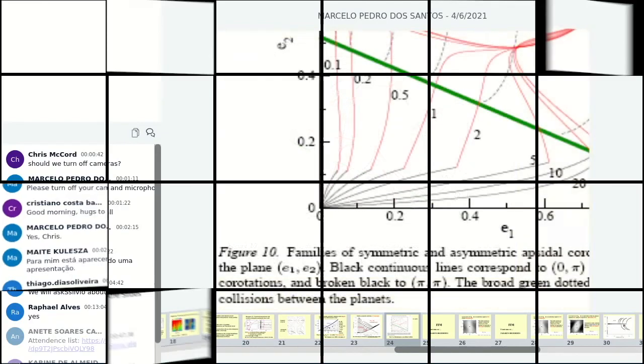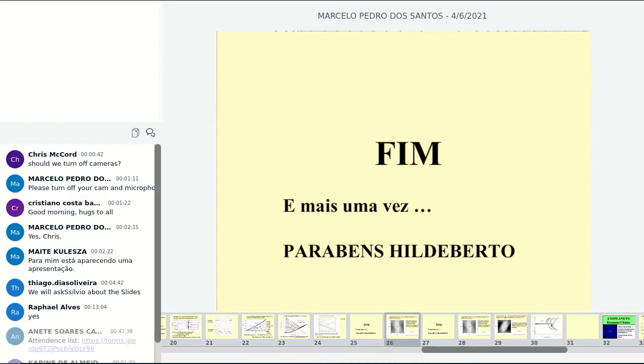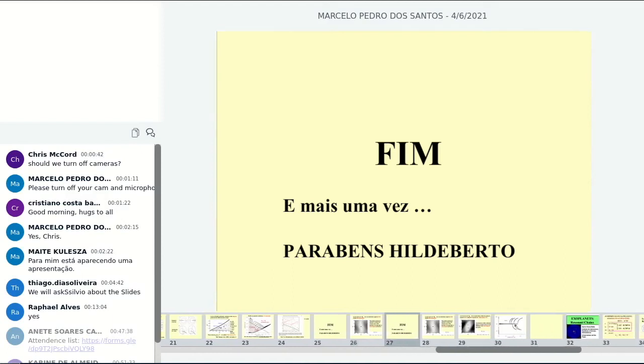And the next one. Once more. Hildeberto, no, it's not finished. The other was the last one. Okay, the hint.